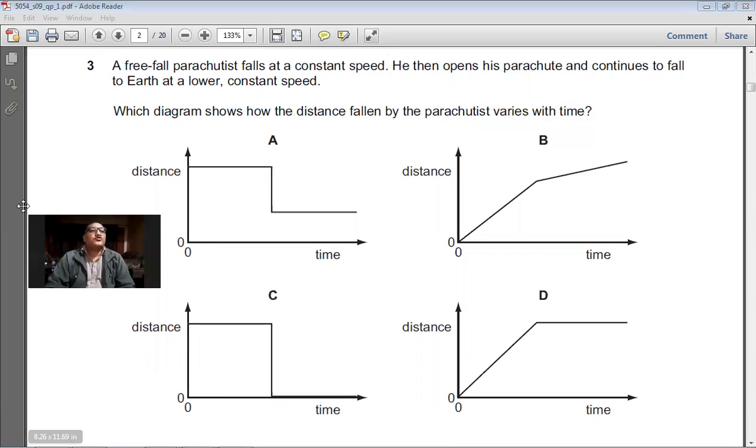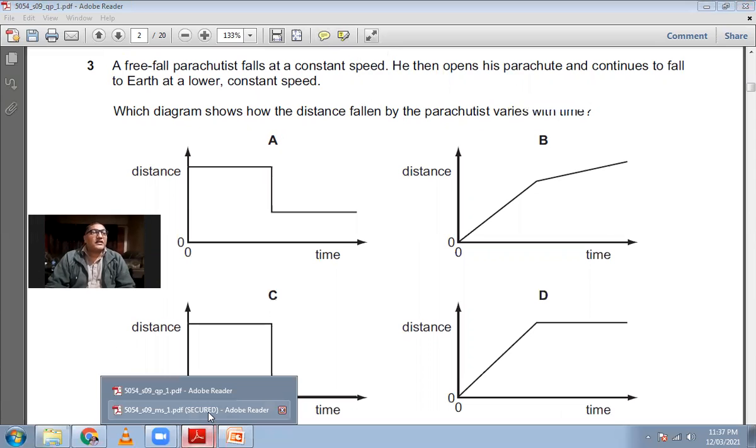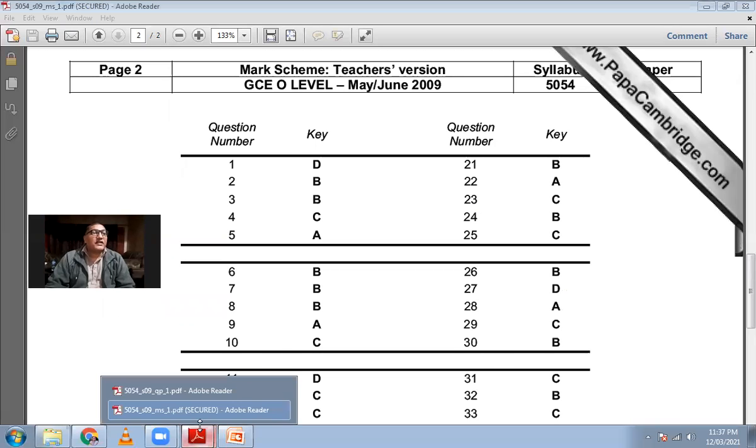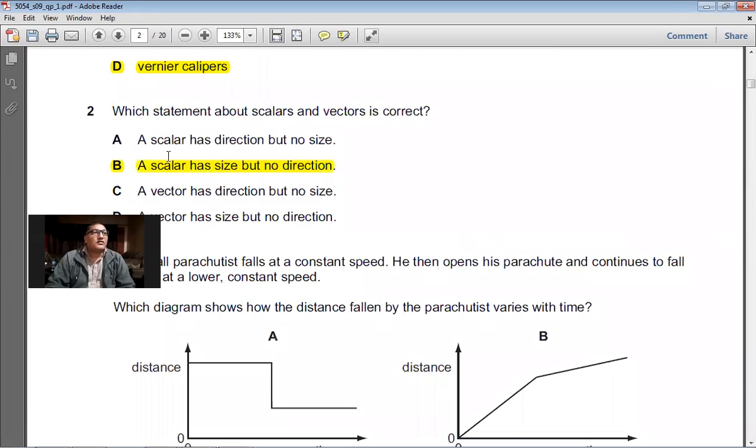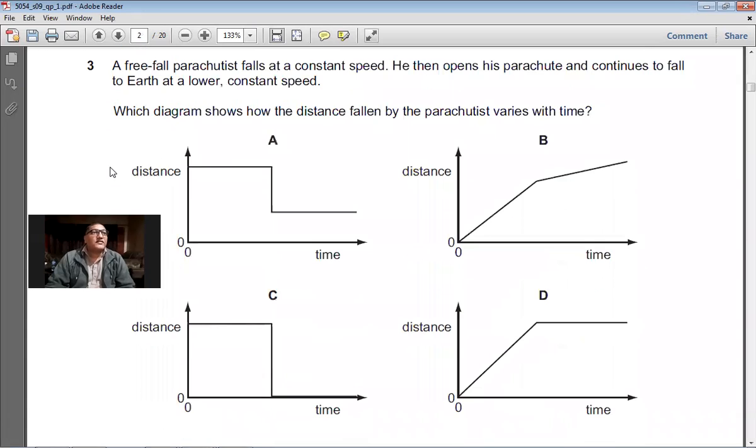Now the next question. Let's check first the marking scheme, what the marking scheme says. B is the right answer. So I think B is the right answer.